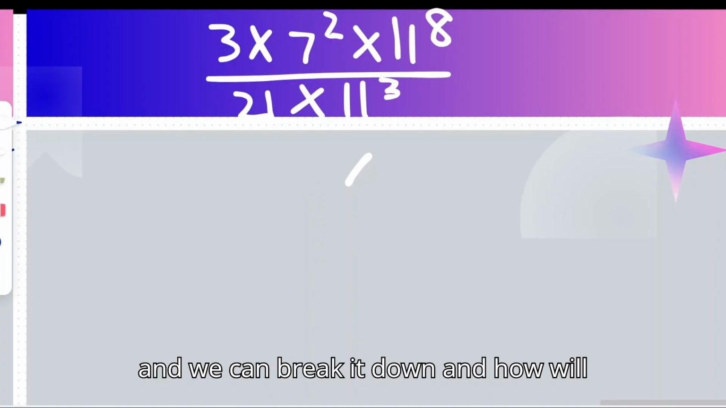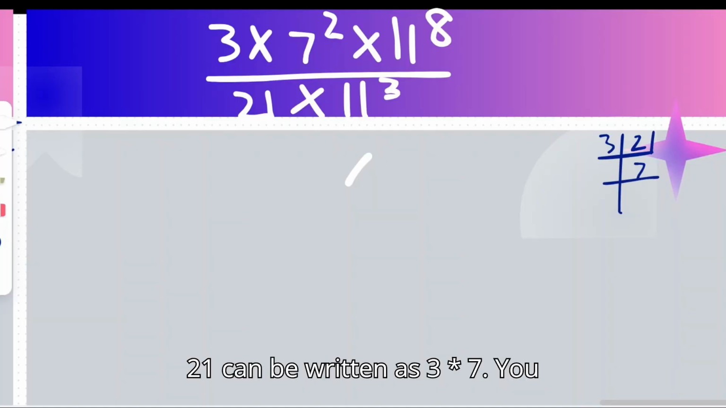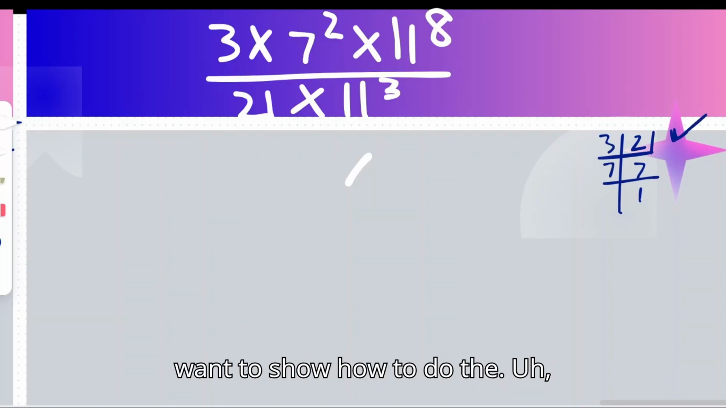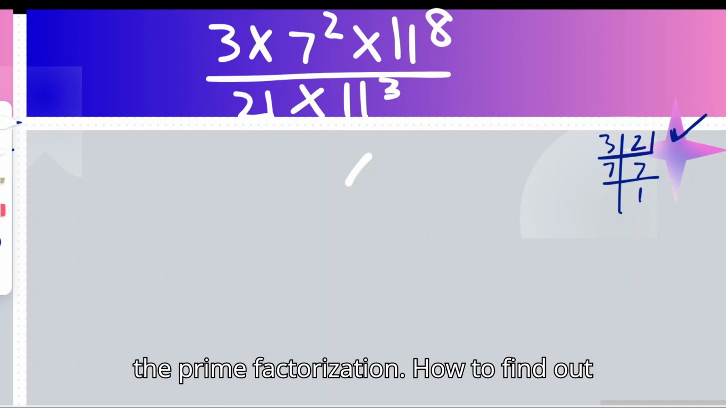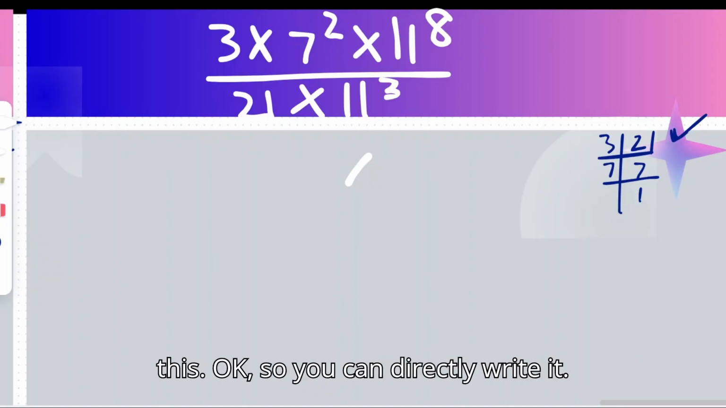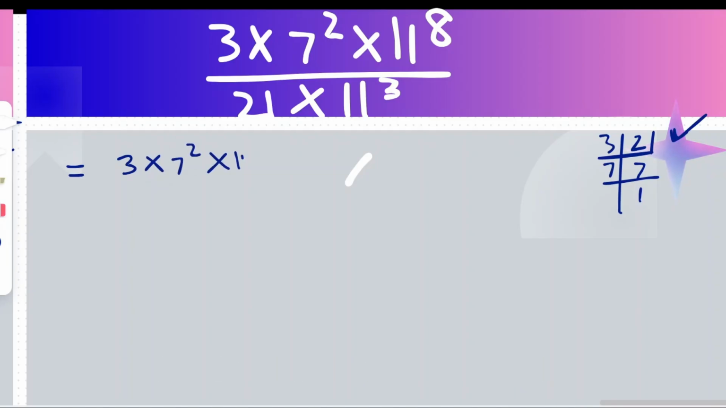And how will you write 21 as? So we all know that 21 can be written as 3 times 7. You do not need to do this, but since I want to show how to do the prime factorization, how to find out the factors of a number, I'm writing this. Okay, so you can directly write it. So let's write all the numbers again. 21 is 3 times 7.